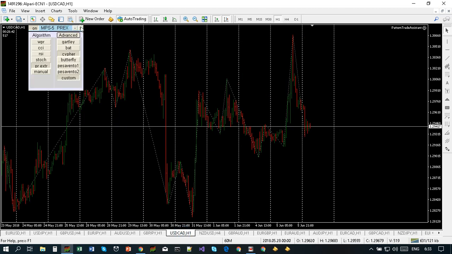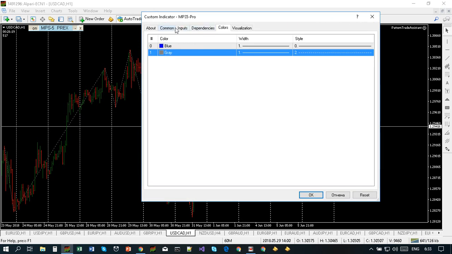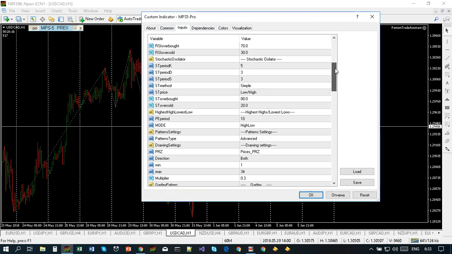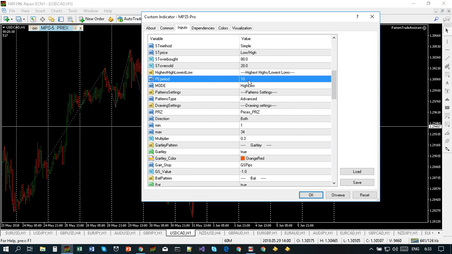It is an MPS version. I'm running the swing identification algorithm that is called PREX. PREX means price extremes. So it is looking for the highest high or lowest low within some predefined period of candles, and I specify the algorithm features in settings. So simply go to MPS 5 properties, go to inputs, go to my algorithm, and here's my period. So actually I'm looking at the highest high or the lowest low within the last 10 candles. So now you have a better understanding of how I draw my swings.